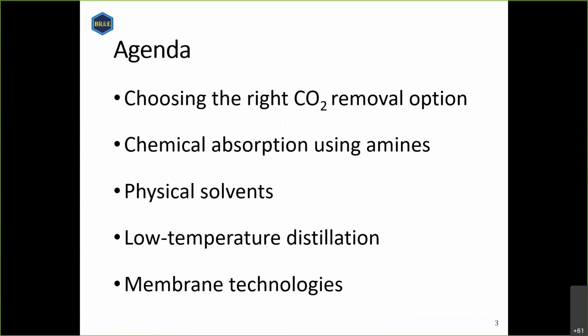Today, I'm going to give you a really broad overview of 4 different ways that you can simulate carbon capture processes in ProMax. We're going to talk a bit about how you select the correct method, and then specifically we're going to talk about how you simulate carbon capture with chemical absorption.